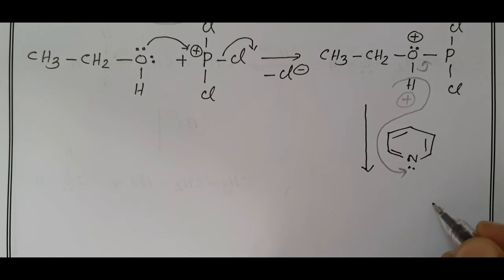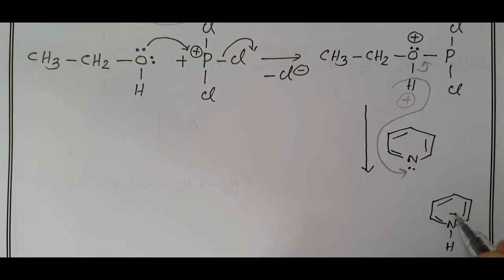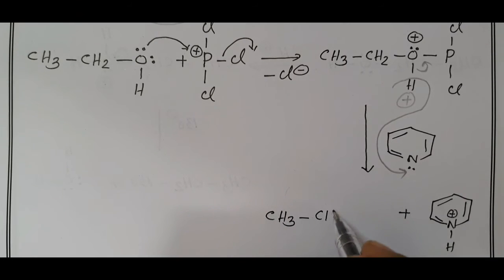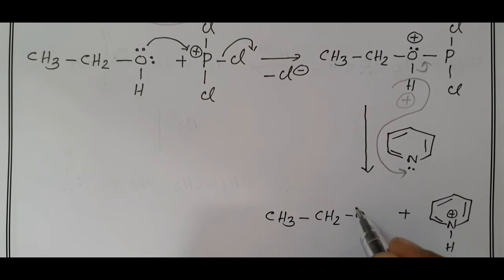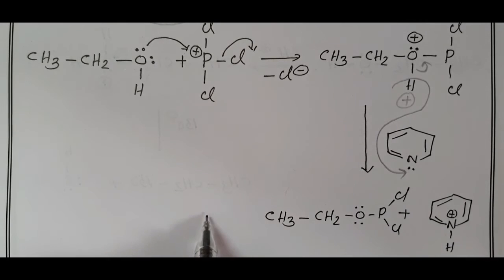Which one is formed? C5H5NH, with 3 double bonds and one positive charge on nitrogen. Oxygen gets a pair of electrons. So the molecular formula we have is CH3CH2, oxygen, 2 pairs of electrons, along with the PCl2. Come to the last step.